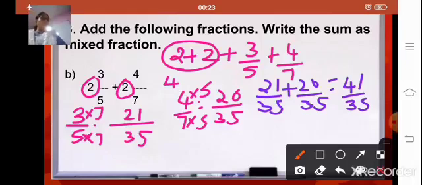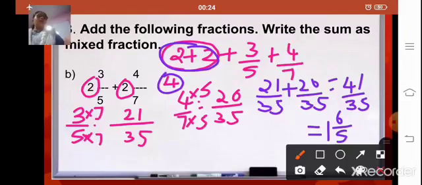Now what you have to do is divide this number, that is 41, by 35. You will get the answer as 1 whole 6 upon 35. Now when we added 2 plus 2, 4, here also this 4 we have to take. So add this 4 plus 1, which will give you 5 as the whole number.